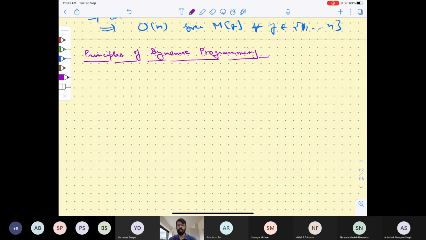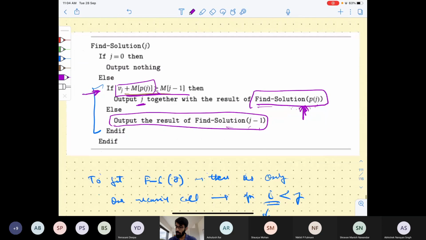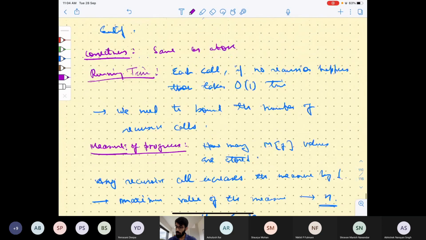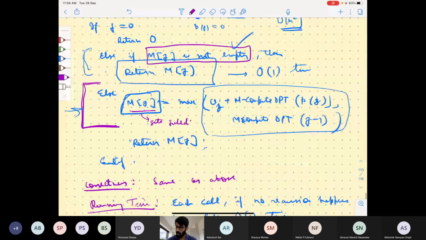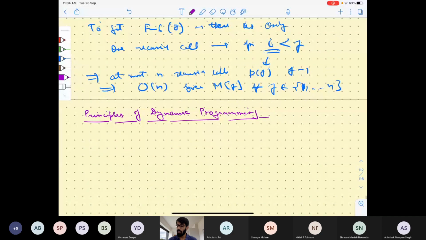So the first thing is that once we have this array M, then basically we have the solution, right? And this array M is built, if you look at the recursion, by the other algorithm, compute opt. So here this array M basically has the solution, and you return this value Mj, and it always depends on the lesser value. So let's first look at the example of weighted interval scheduling.